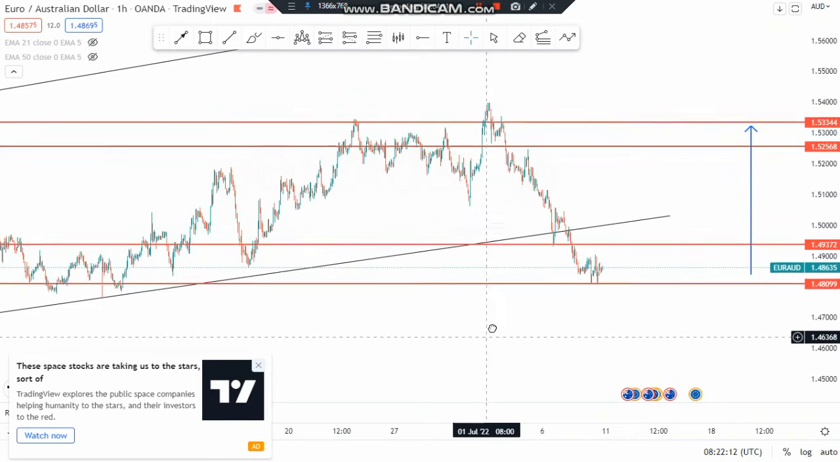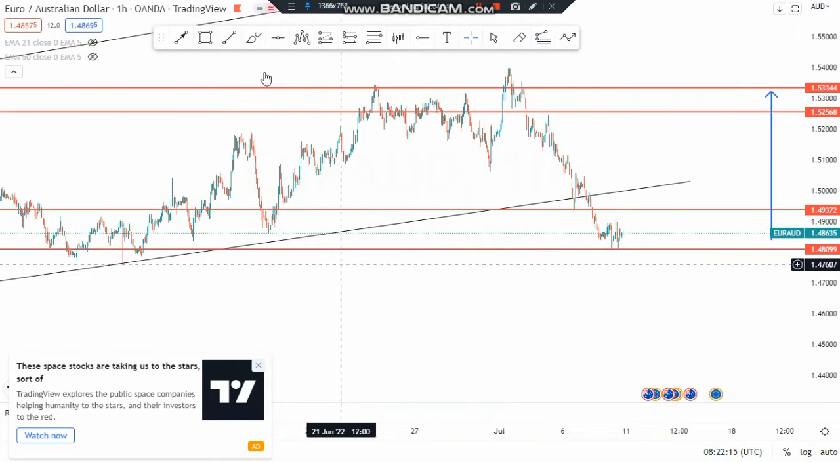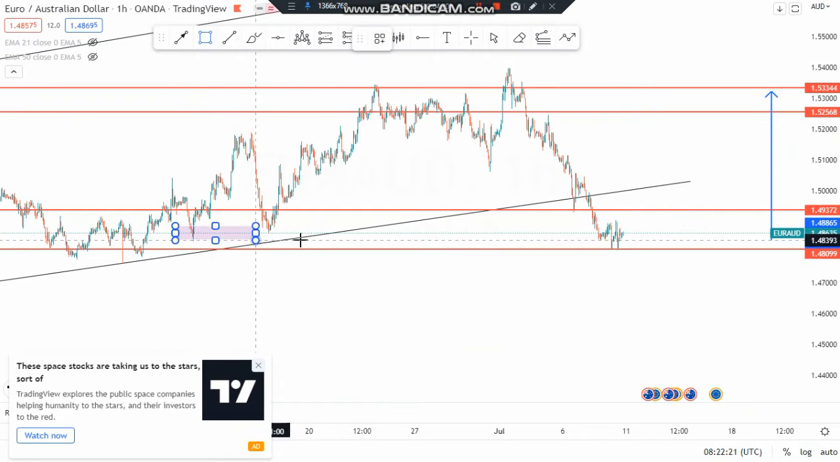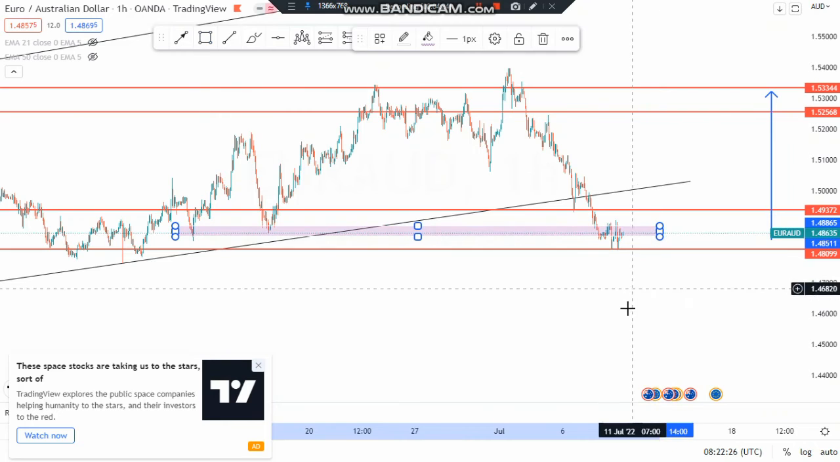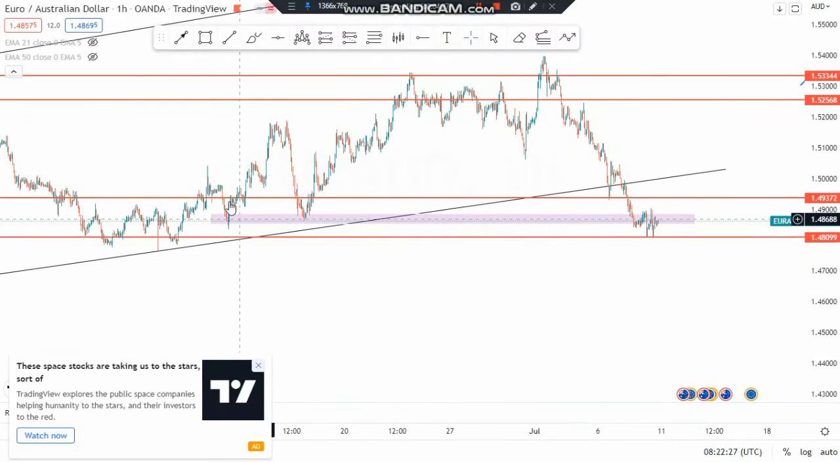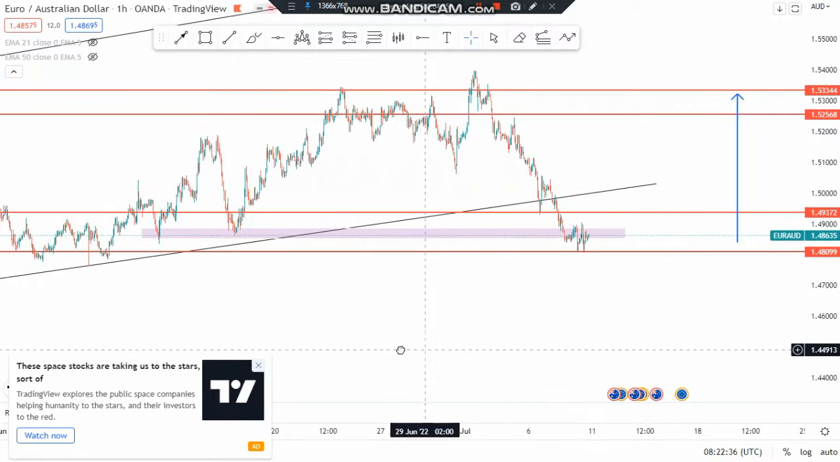If we look closely, you can see we have an area that is here. Now this is the area. So we have this area. As you can see, this area was touched here, then the price touched it for the second time, then it broke below, and now it's finding its way back above. That is what we use.